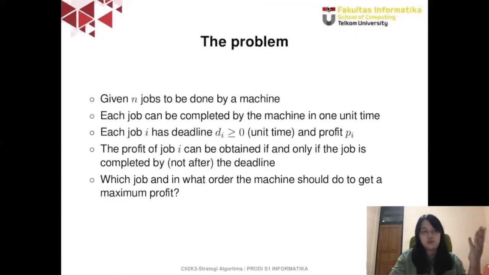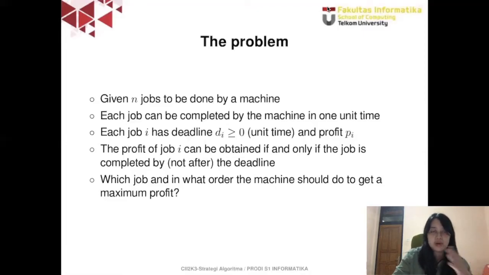The problem is we have n jobs to be done by a machine, where each job can be completed by the machine in 1 unit time. And each job has their own deadline and also profit. The profit of job I can be obtained by the machine if and only if the job is completed by, so not after, the deadline. The question is which job and in what order the machine should do to get a maximum profit.